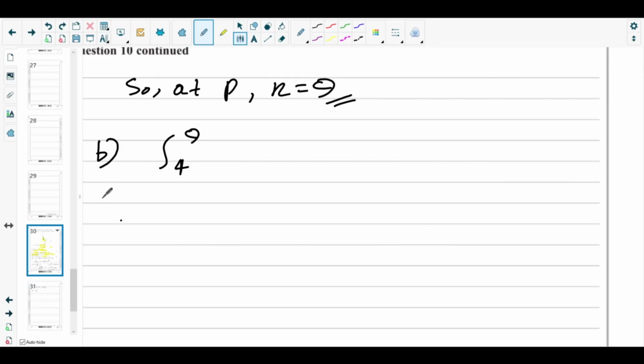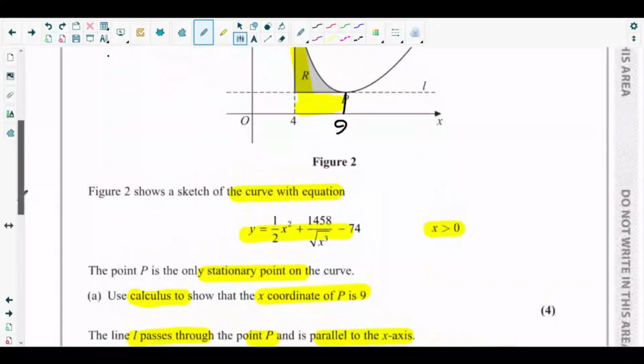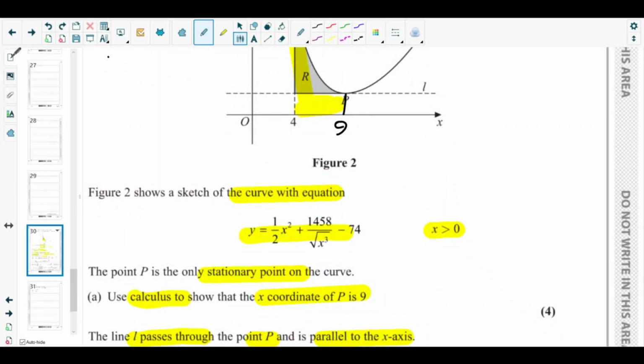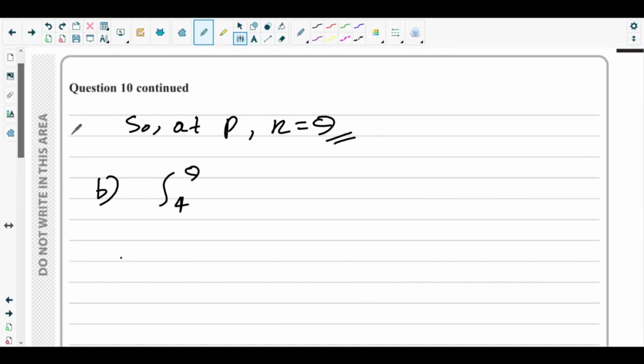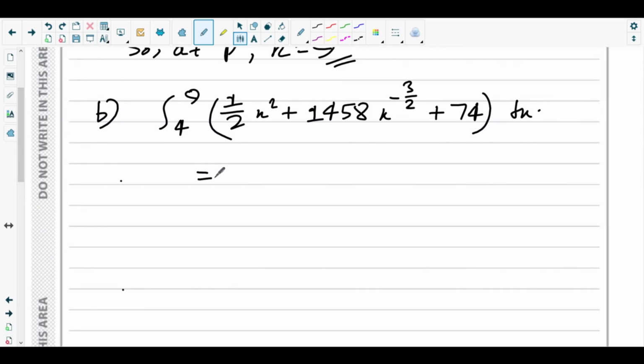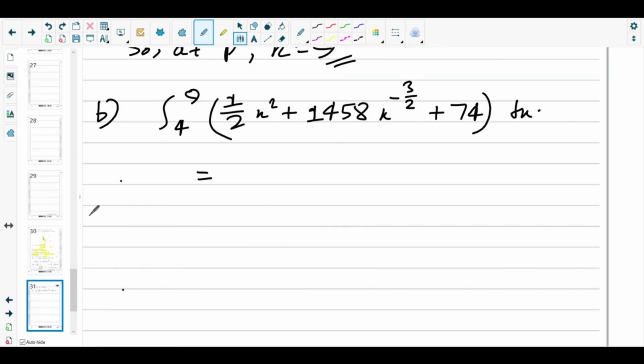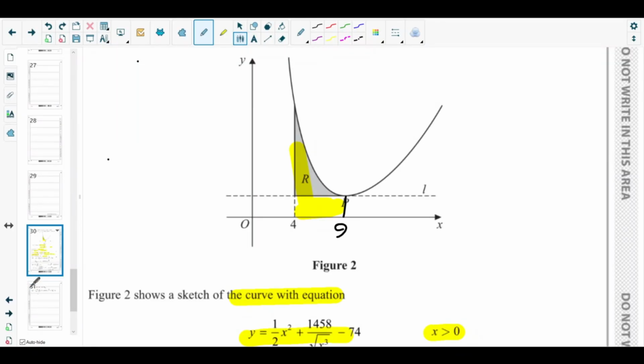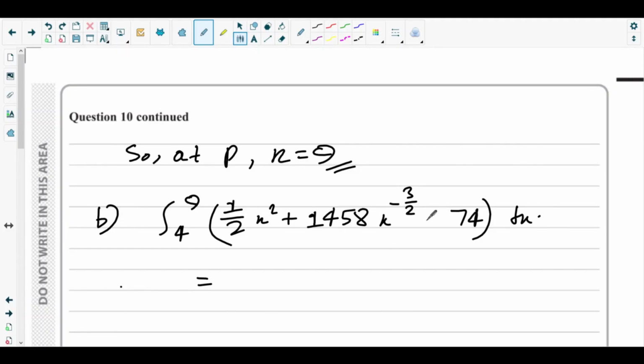What was the equation for the curve? This was half of x squared. Okay, half of x squared. This is half of x squared plus 1458 x to the power negative 3 over 2 plus 74 dx. Okay, so what would be that value? Okay, let me check whether the equation is correct. This is negative 74. Okay, it should be negative 74.